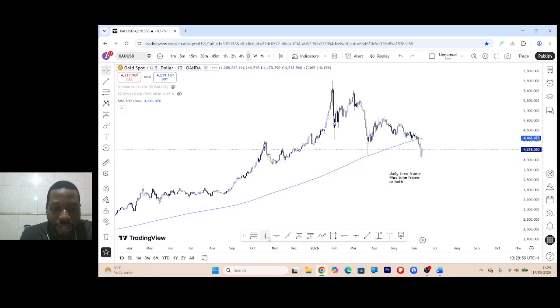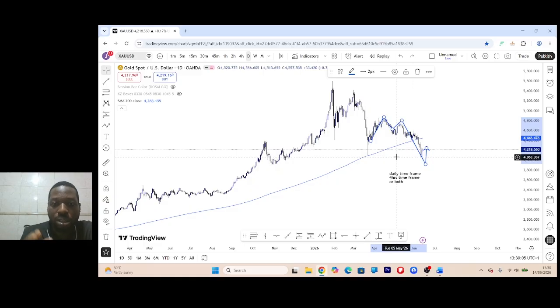For it, as you can see right here, price went here, came here, then broke. Right. So you're seeing price kind of moving towards the upside. So this is how to use the moving average.